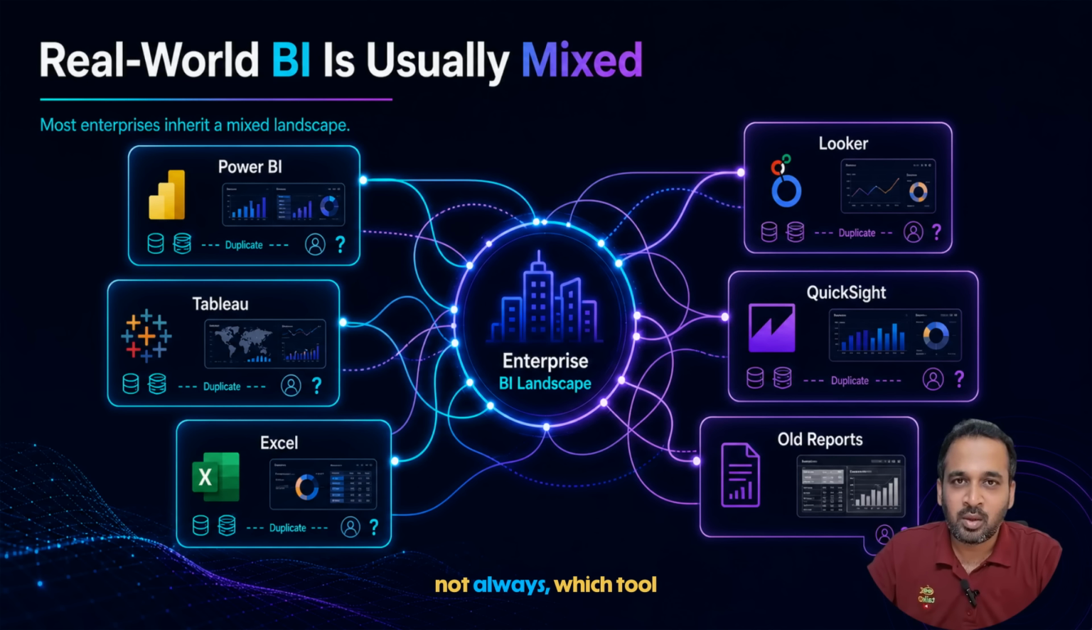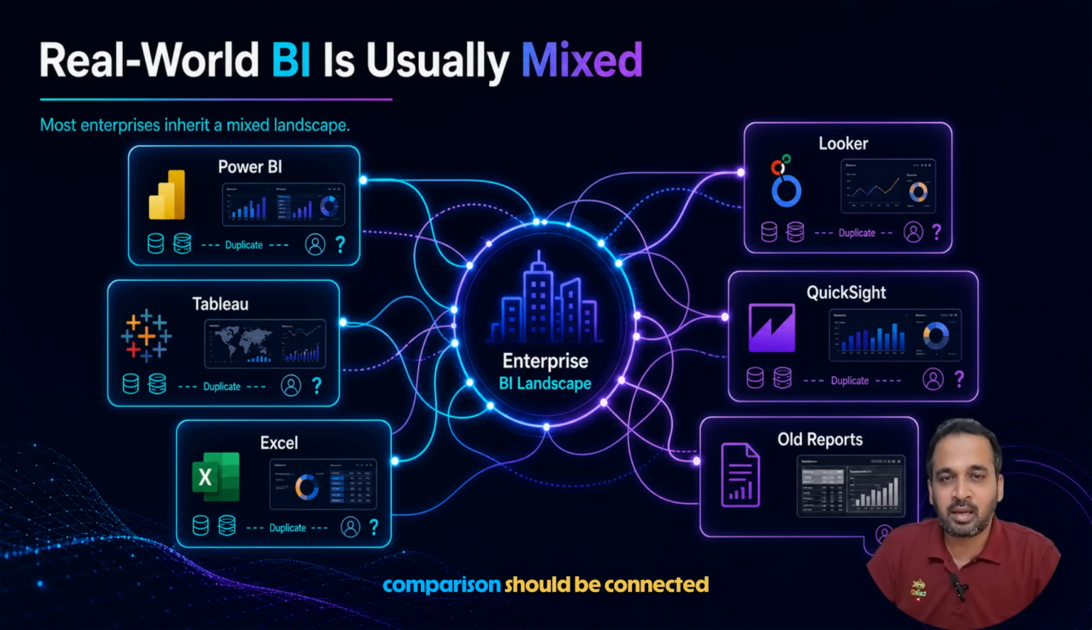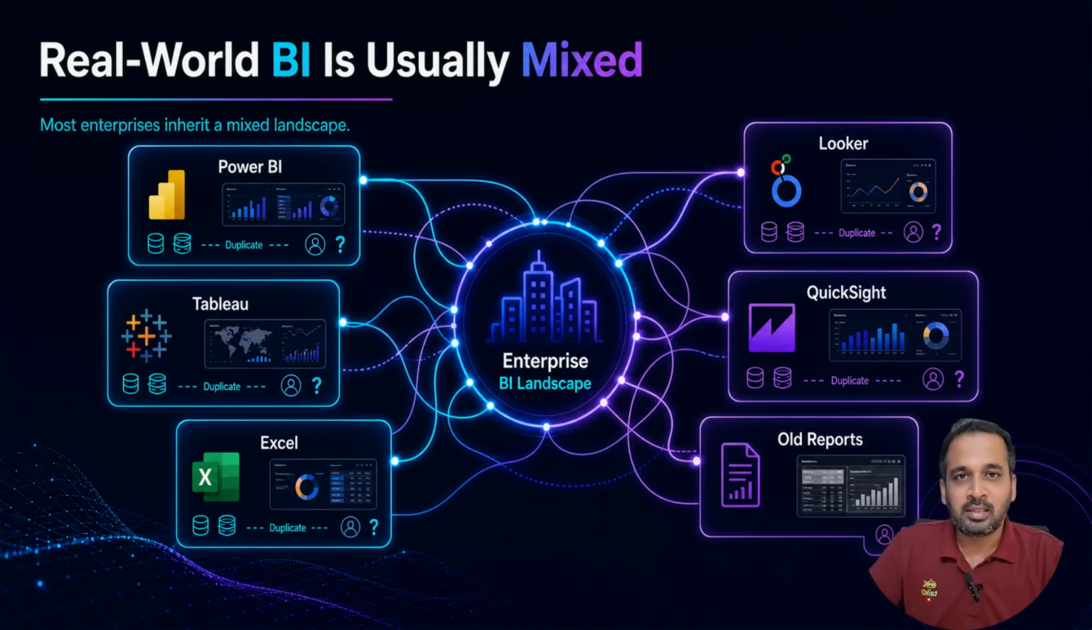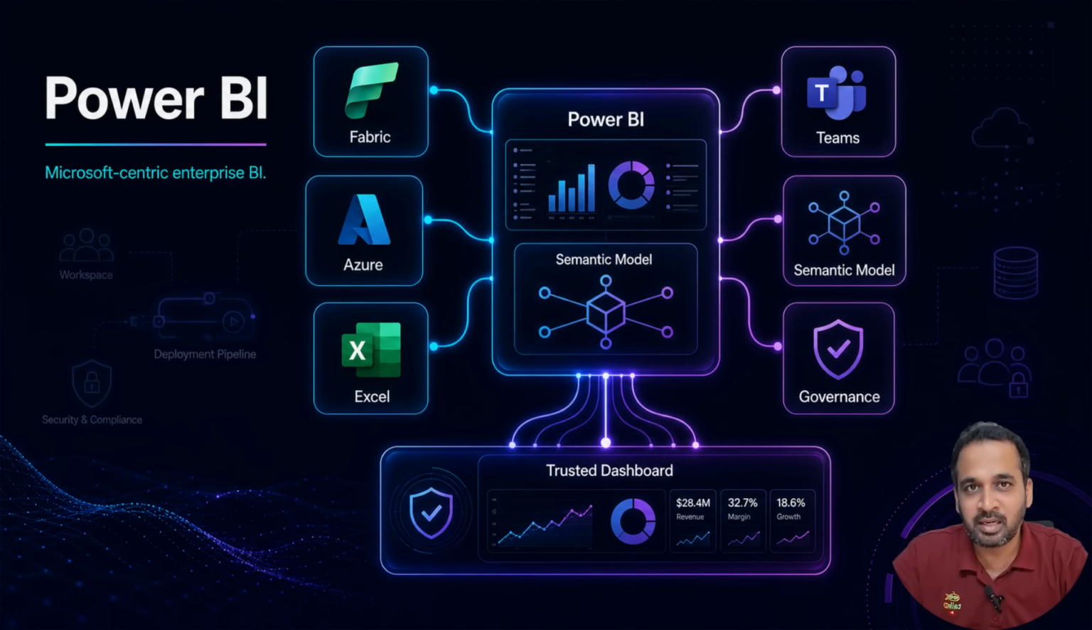So the question is not always which tool should we buy. Sometimes the question is which tool should be the strategic platform. Which tool should continue for specific use cases? Which reports should be migrated? Which reports should be retired? Which semantic models should be standardized? Which platform fits our future architecture? This is why tool comparison should be connected to the current state. Enterprise architecture is not only about ideal target state, it is about moving from current state to a better future state. Let us start with Power BI.